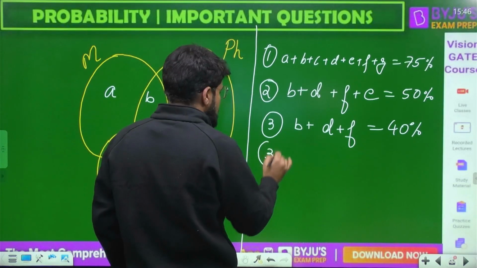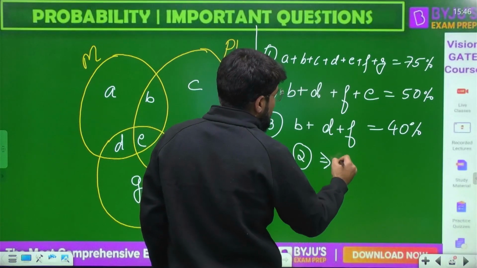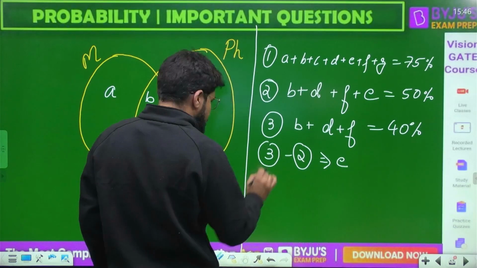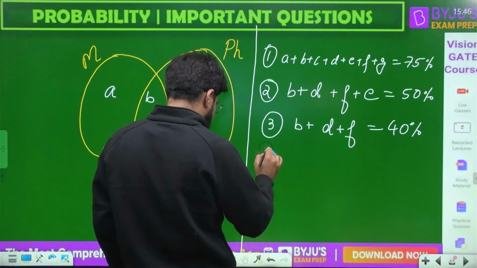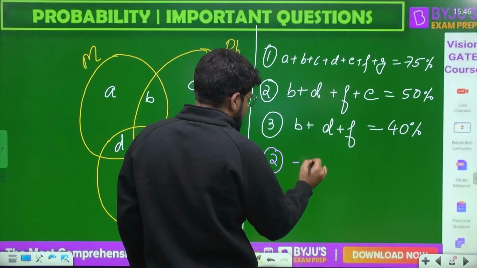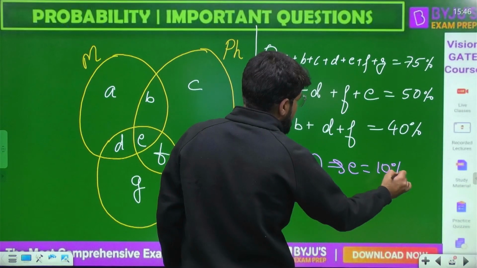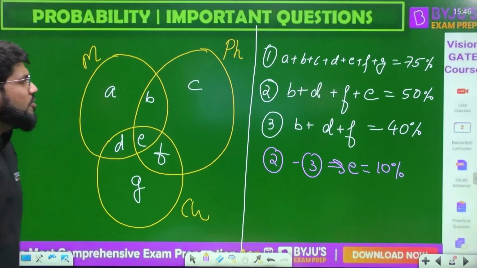Okay, if you do simply 3 minus 2, you get how much? You get the value of E. Sorry, 3 minus 2, I should be writing 2 minus 3. So if I do equation 2 minus equation 3, I get E: 50 minus 10, 50 minus 40, that is 10%. So E ka to value aa gaya.